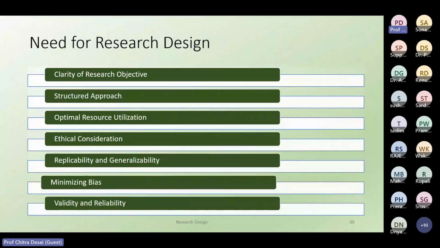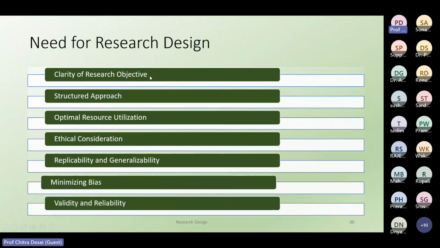We will now get into understanding what is the need for research design. Why are we going to do this research design? Now, research design, like we have seen, has factors like clarity of research objective. I'll give one example to help you understand what we mean by clarity of research objective, that is, how we have to frame our research objective.